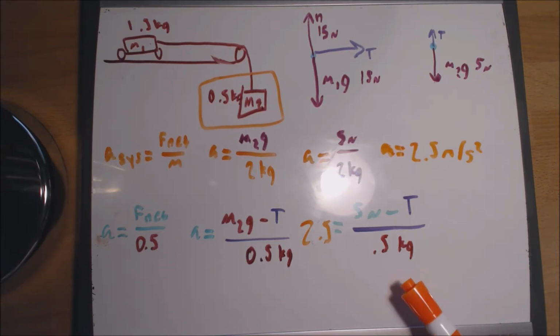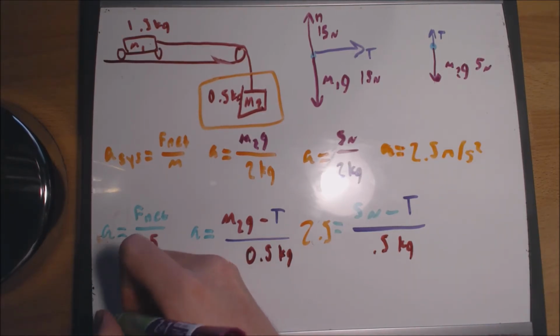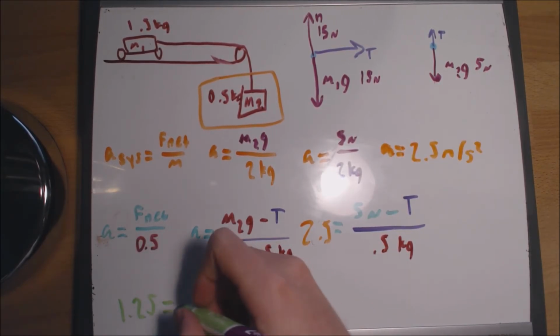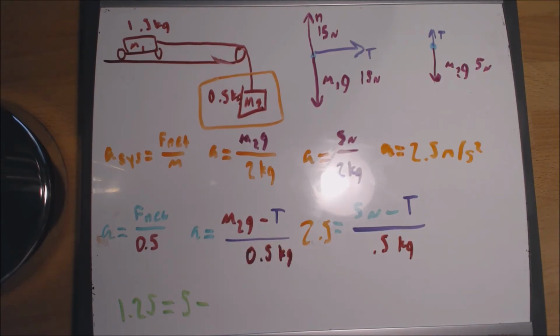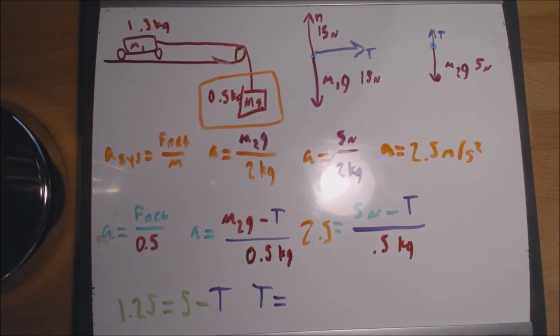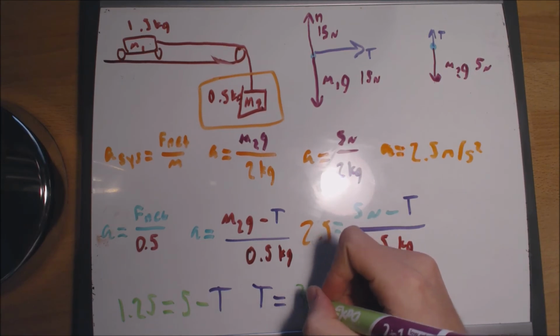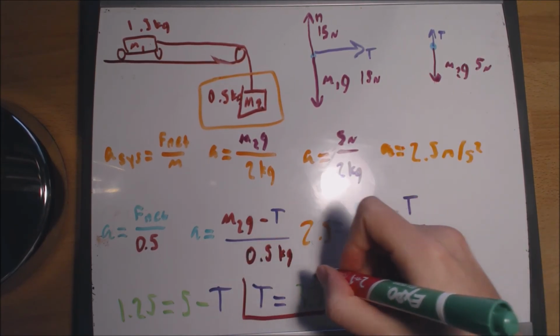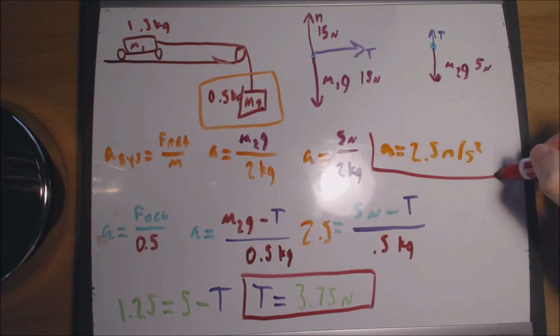So we're going to work this out. We're going to do 0.5 kilograms times 2.5 meters per second squared, which will give us 1.25. And that's going to equal our 5 minus T. We're going to work this out, and we're going to figure out that T is going to be equal to 3.75 newtons. So right there, we've got the tension of the string, and right here, we've got the acceleration of the system.